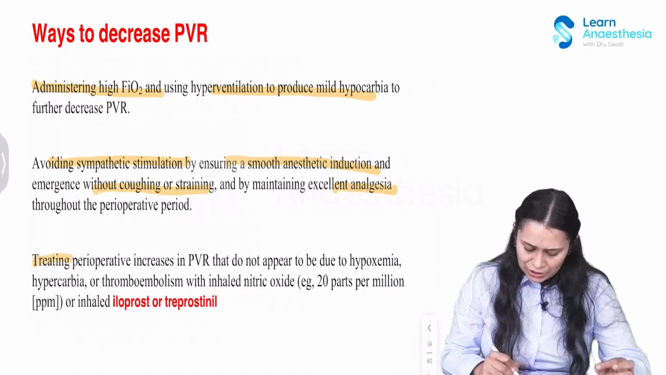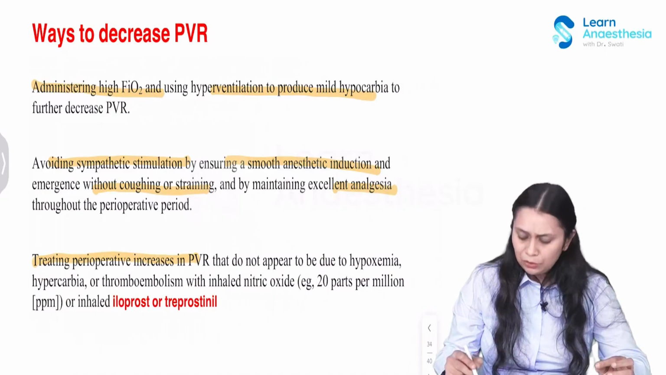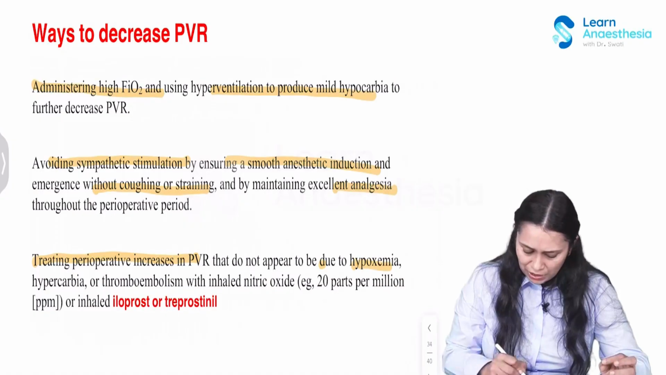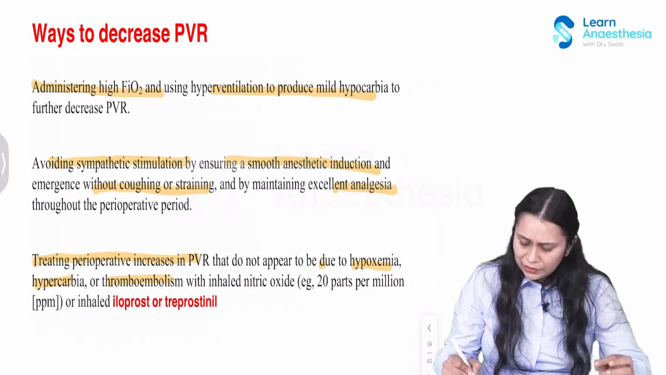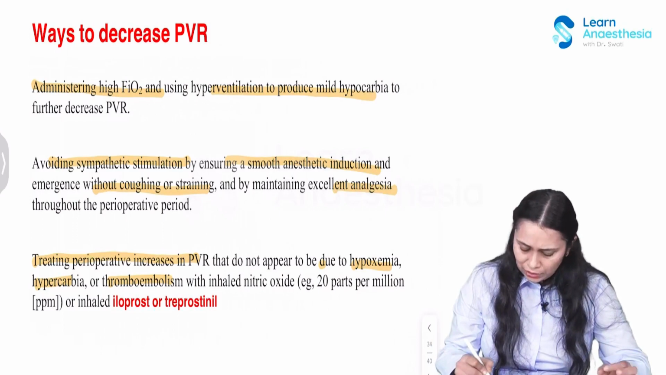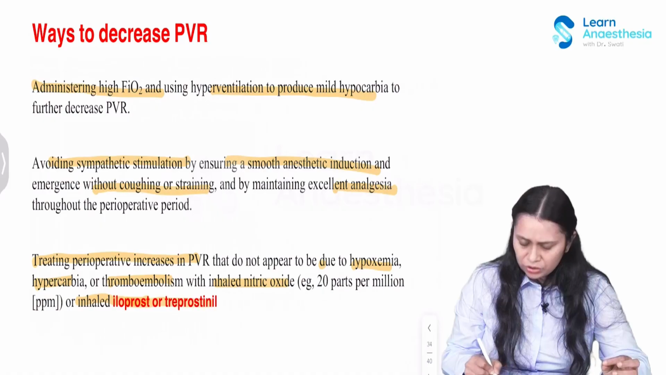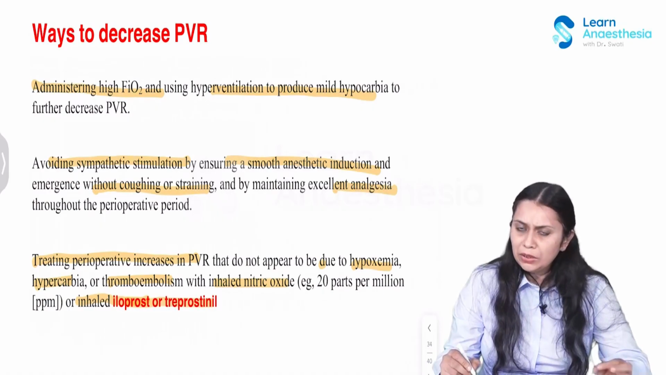Then, treating the perioperative increase in PVR that does not appear to be due to, let's say, hypoxemia, hypercarbia or thromboembolism, right? What we should do is, there is a possibility we can use inhaled nitric oxide, we can use inhaled iloprost or treprostinil. These are the drugs which can be used.